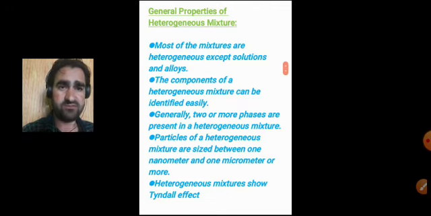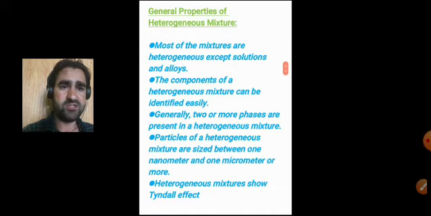For example, if we form a mixture of oil and water, there will be two distinctive phases which can even be identified by the naked eye. Generally, two or more phases are present in a heterogeneous mixture. So there are two or more phases. We can have a heterogeneous mixture of two substances. There can be even more than two substances present in a heterogeneous mixture.